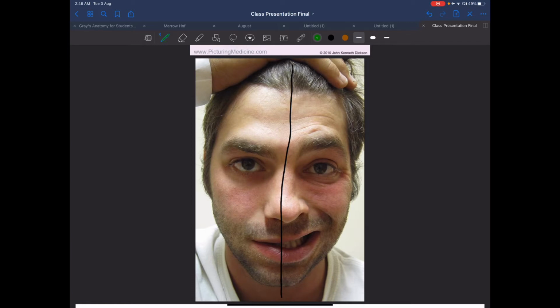Bell's palsy is a lower motor neuron palsy of your facial nerve. One specific point in Bell's palsy is that this is an idiopathic palsy. That means we don't know the cause. What you can see here very clearly is that there are no transverse wrinkles. You see there are no transverse wrinkles.